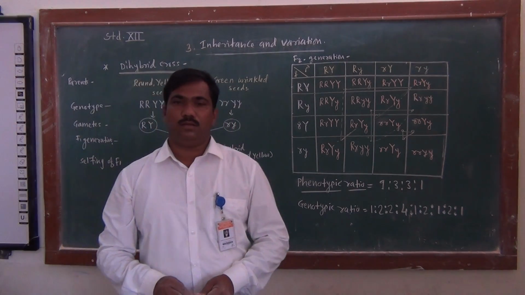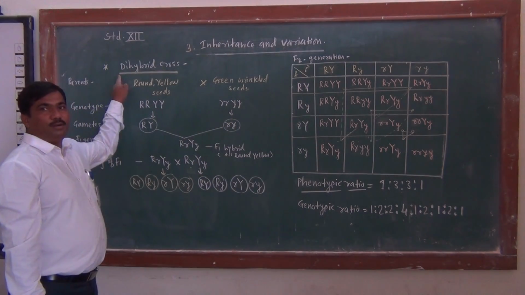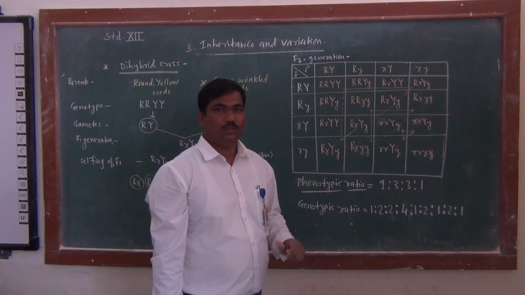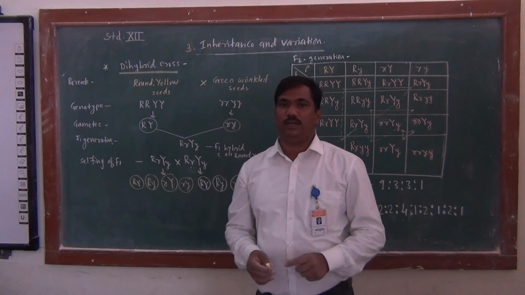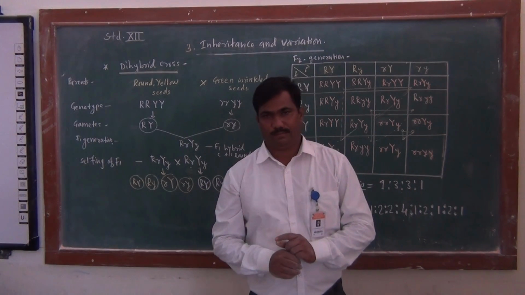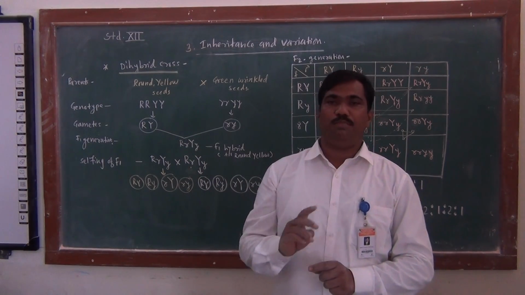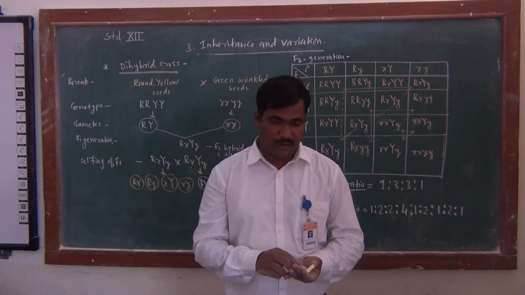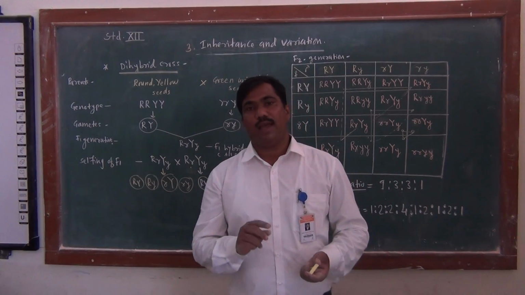Okay, the next point is a dihybrid cross. So what is a dihybrid cross? A cross between two pure homozygous parents by considering two pairs of contrasting characters at one time. In a monohybrid cross, we consider only one pair of contrasting characters, and in a dihybrid cross, Mendel considered two pairs of contrasting characters at one time.